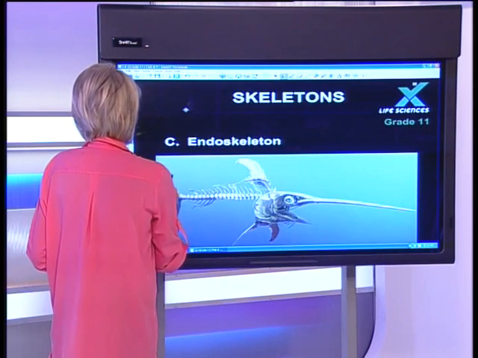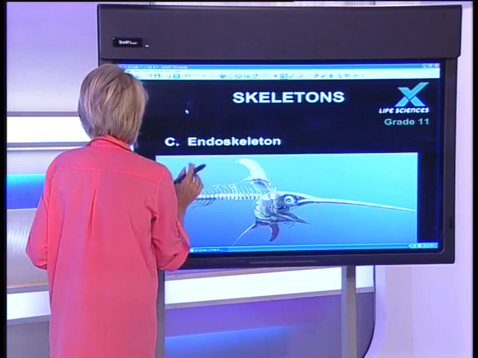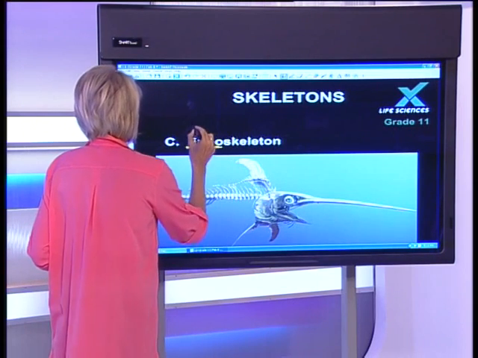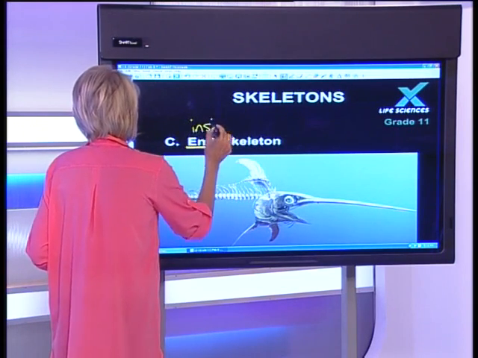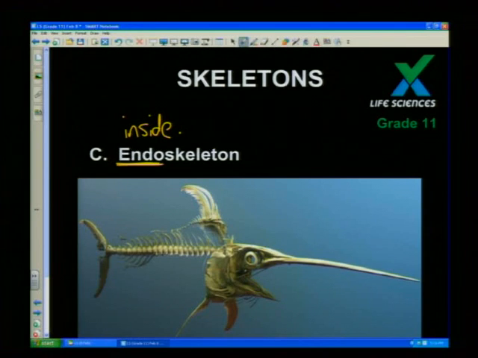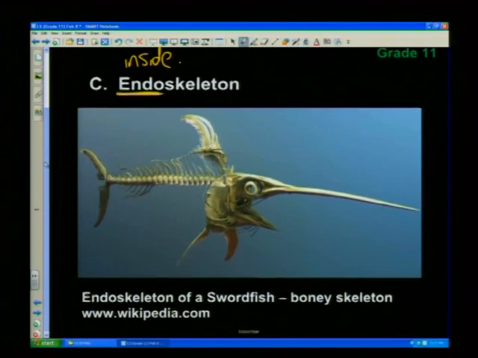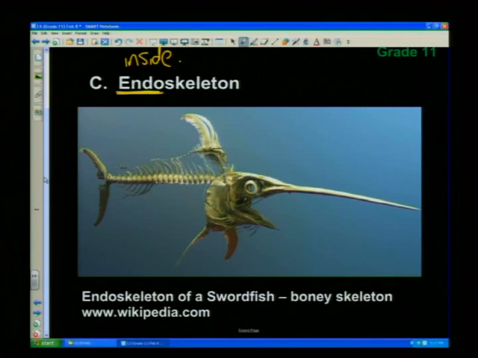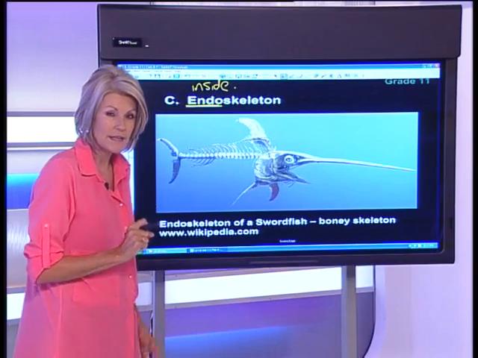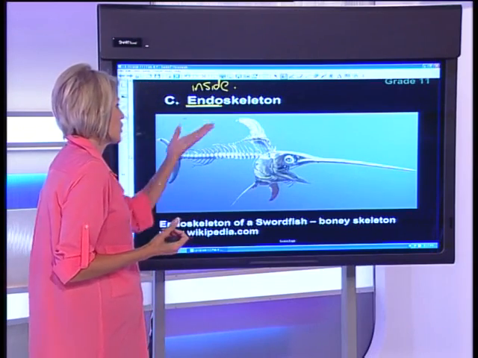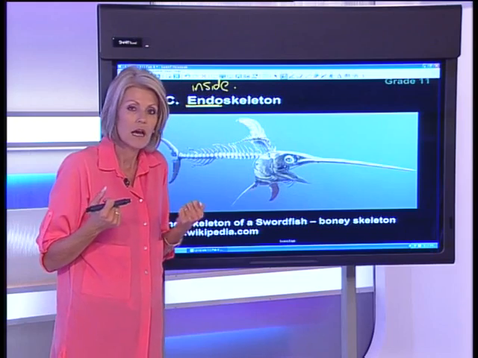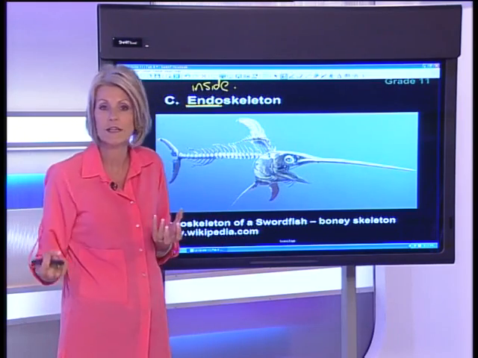Okay, here we look at an endoskeleton. Now, endo means inside, just as exo meant outside. So, the endoskeleton, and John chose a very, very nice photo of a swordfish showing its bony skeleton. All right, now remember, your endoskeletons can be bony or cartilage.